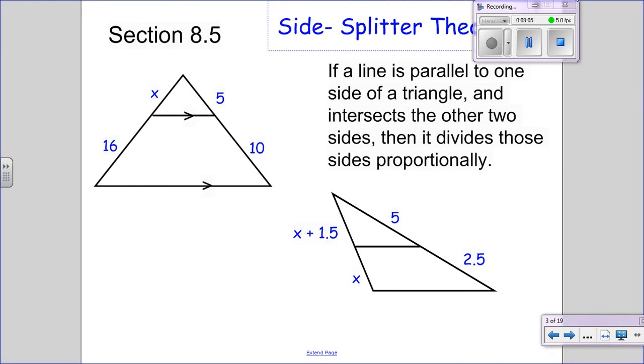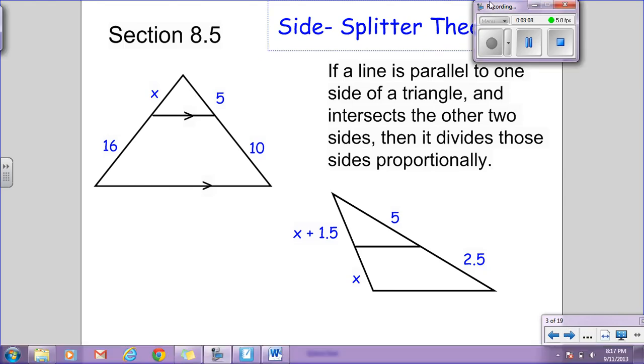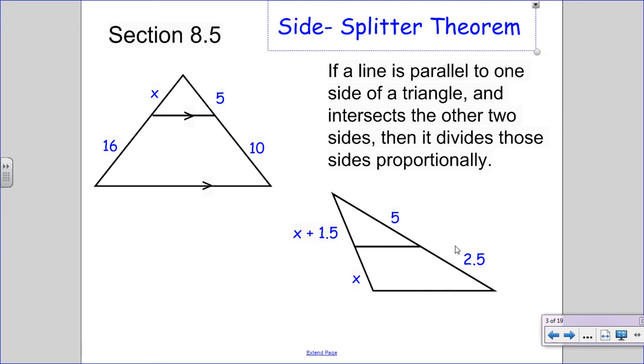All right, so this is where you probably want to stop. Let me get this guy out of the way. Probably want to stop the video right now and take notes right here. You want to go ahead and write down 8.5 side splitter theorem and write this lovely theorem down with these two examples. Okay, go ahead and do that right now.